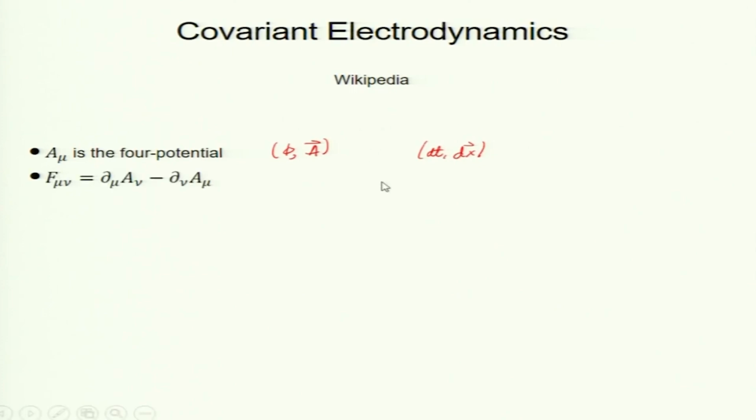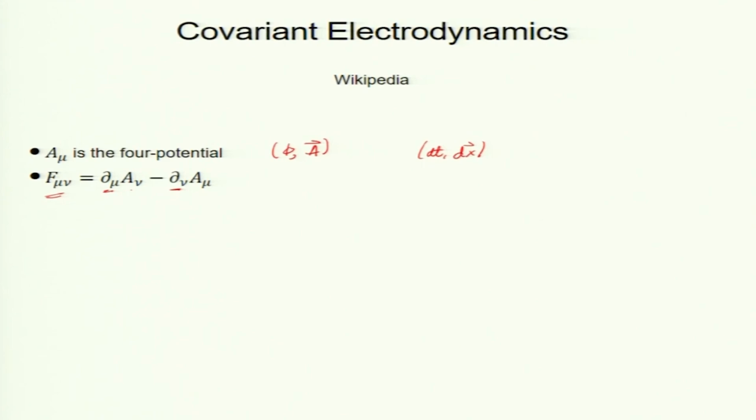Then we define the tensor called F mu nu. You might have heard of this F mu nu, which is del mu A nu minus del nu A mu. These are partial derivatives. How many components does this F mu nu have? 16 components, right? Mu goes from 0 to 3 and nu goes from 0 to 3.